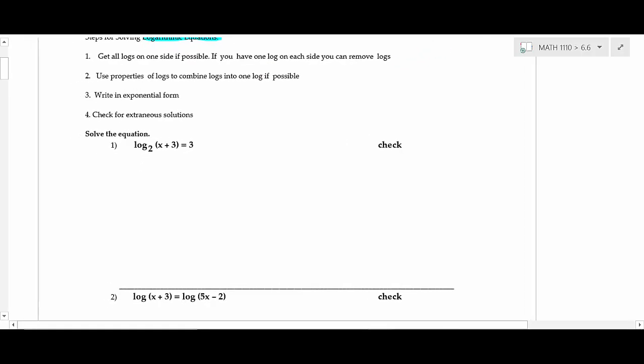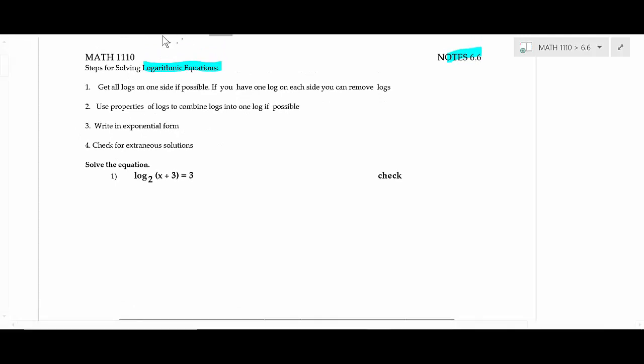Okay, it's pretty important that you try these. These are kind of the general steps. Try to get your log isolated on one side, and it's pretty important that that log is isolated. What I mean by that is you want to just have like log base 2 of something equals something. You don't want any number in front. You don't want it added or anything like that. You just want log of something like that. And you're going to use properties like we just got through doing.